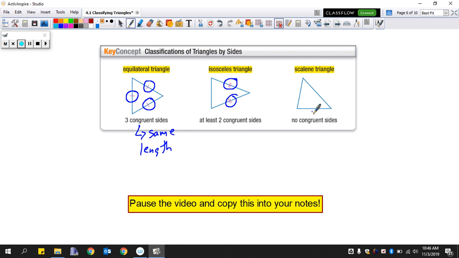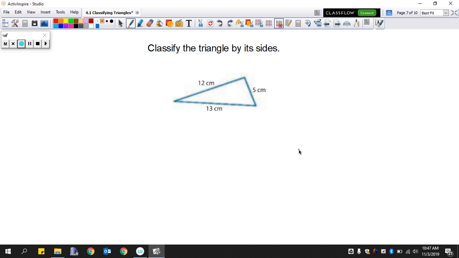All right, so if we look at this triangle, if we look at the sides, this side from here to here is 5 centimeters. From here to here is 12 centimeters. And from here to here is 13 centimeters. So we know that all three of those sides are different lengths, which makes it a scalene triangle.